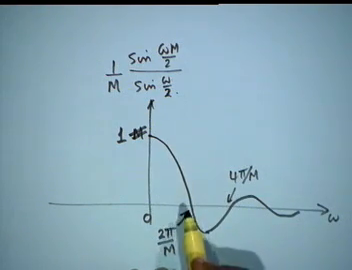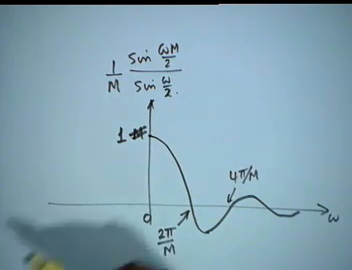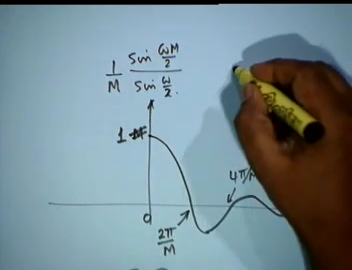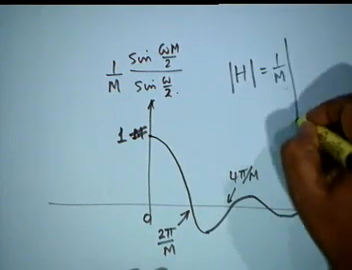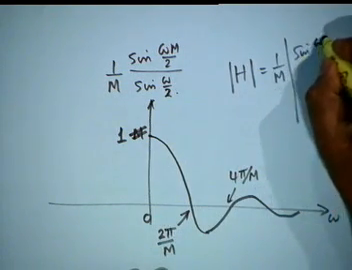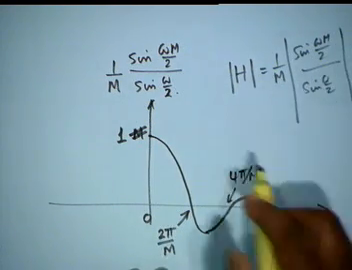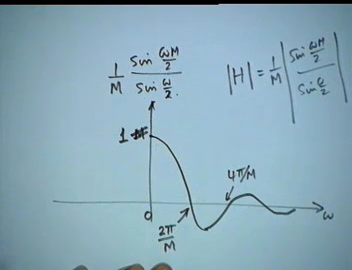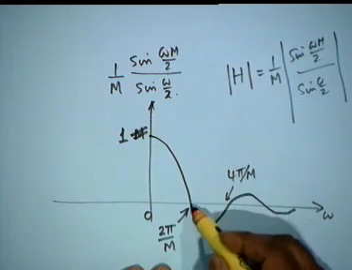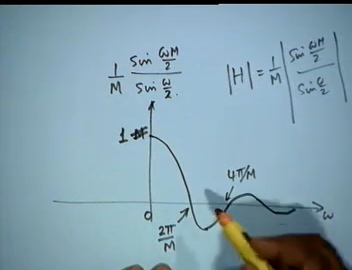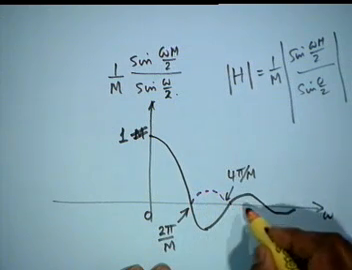So, the magnitude is not this, but you have to take its magnitude. Okay? The magnitude of capital H is equal to 1 over M times the magnitude of this quantity, sine of omega M by 2 divided by sine of omega by 2, and that quantity obviously this negative half will flip over. So the magnitude plot shall be like this.